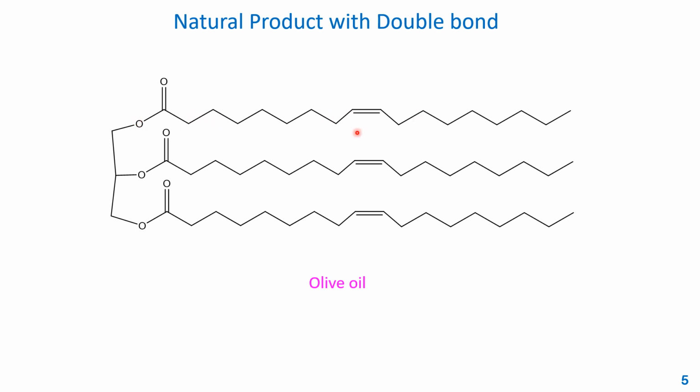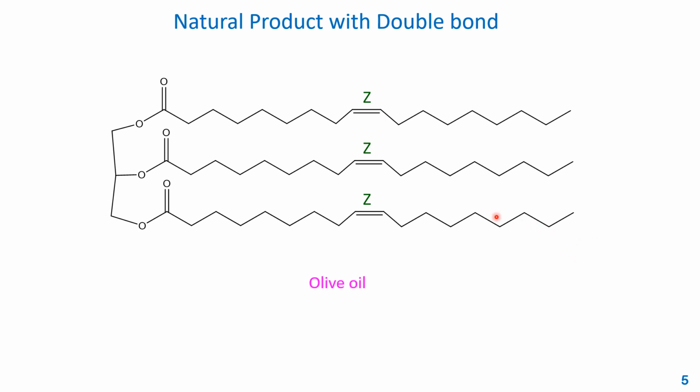Anyway, you can see this double bond is a disubstituted alkene, and the two substituents are on the same side of the double bond, so this is actually cis, or you can say Z. You can say Z or cis, that's okay, because it's a disubstituted alkene. This is also Z, and this is also Z. So that's an example. There are many other natural products with double bonds. If you're interested, you can Google it.